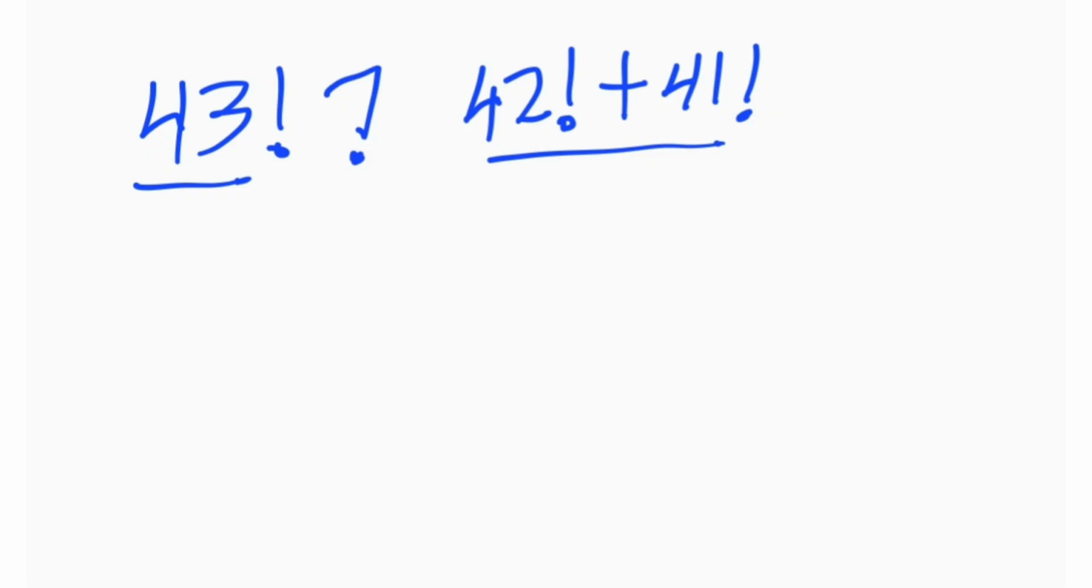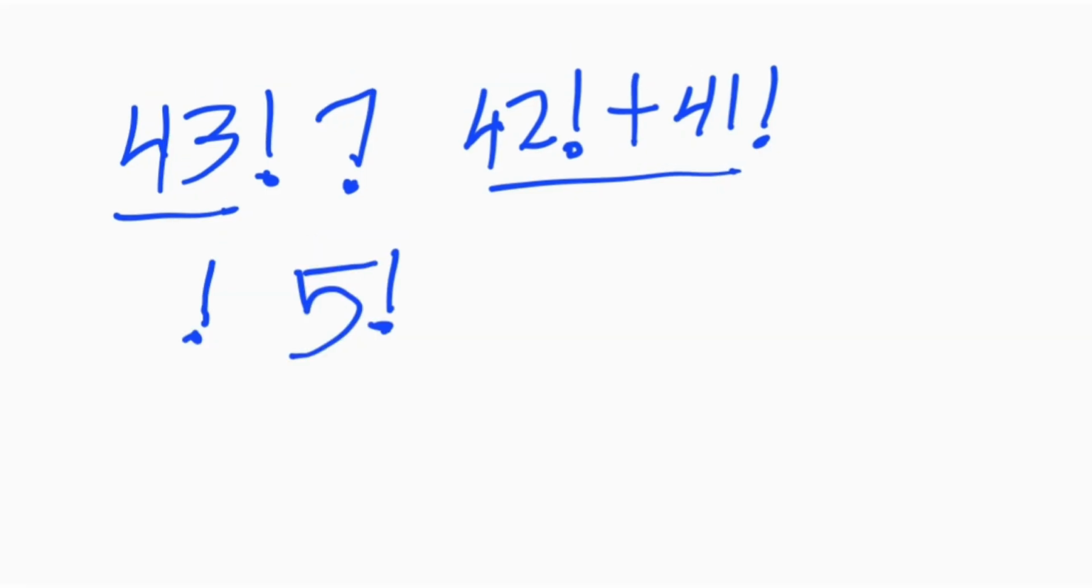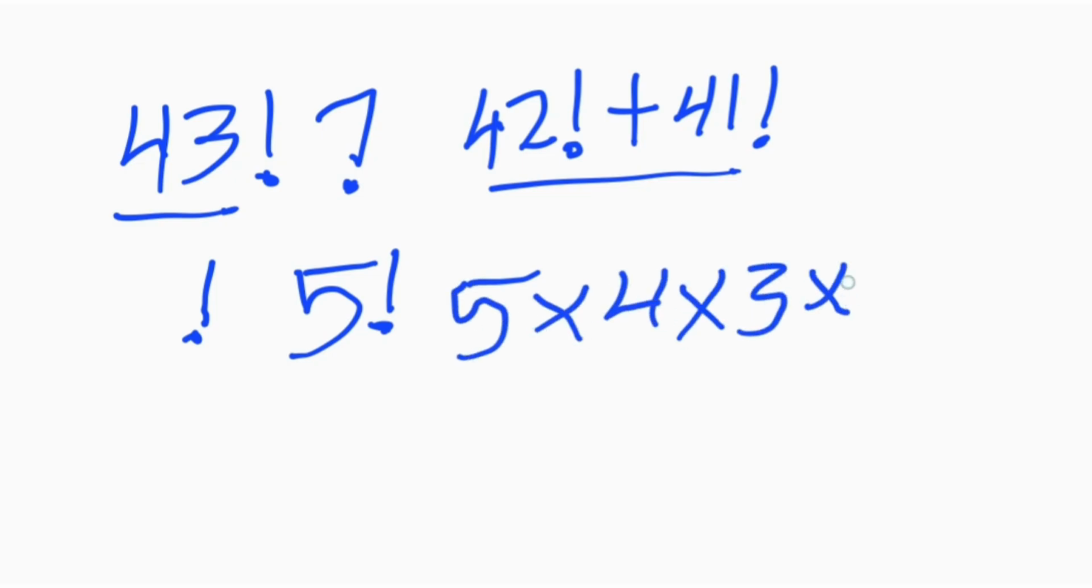But first, what does factorial mean? A factorial is just a multiplication where the number is multiplied by the next smaller number of its own. So 5 factorial means 5 is multiplied by the next smaller number, which is 4, and it continues till 1. So 5 factorial means 5 times 4 times 3 times 2 times 1. This is what factorial means.